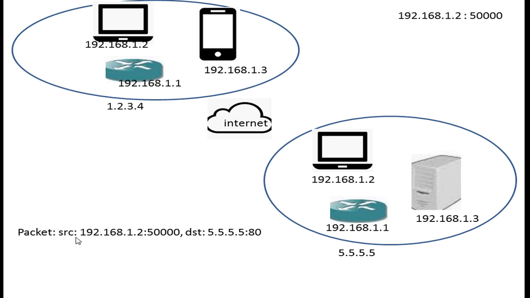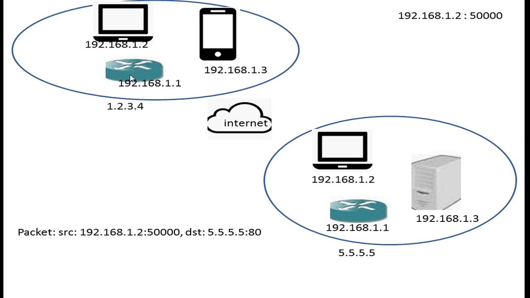The source address is 192.168.1.2 with the port number of 50,000, and the destination is equal to 5.5.5.5 with the port number of 80. 1.2.3.4 is the public IP address that the ISP or Internet Service Provider of this network has assigned to this router, and 5.5.5.5 is the public IP address that the Internet Service Provider of this network has assigned to this router in here. And then both these routers have assigned the private IP address to these different devices inside their own network.